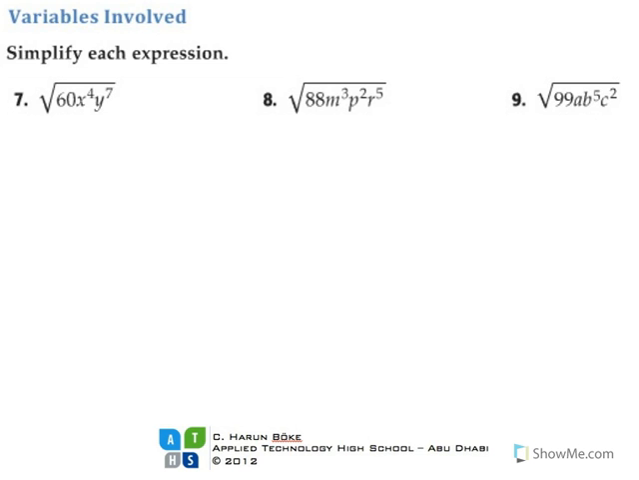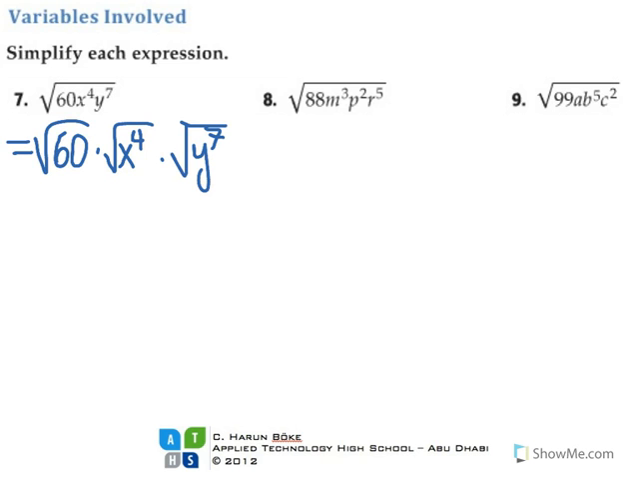Now I'm going to write numbers and variables in separate square roots according to the product property. So square root of 60 x to the power 4 times y to the power 7 will be equal to square root of 60 times square root of x to the power 4 times square root of y to the power 7. Now here I'm going to prime factorize 60 and I'm going to rewrite the expression y to the power 7 because the power here is not even.